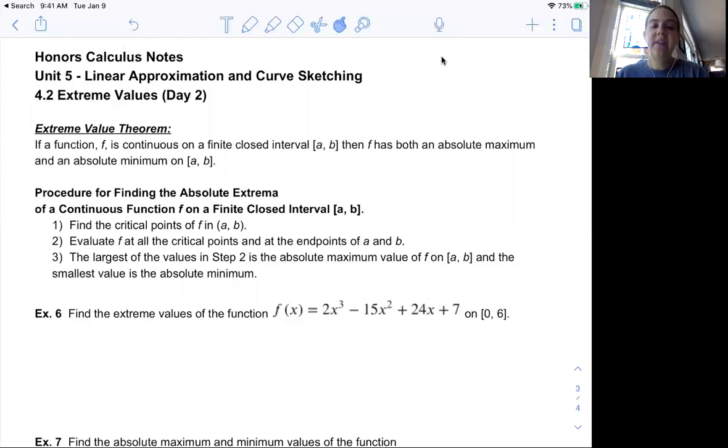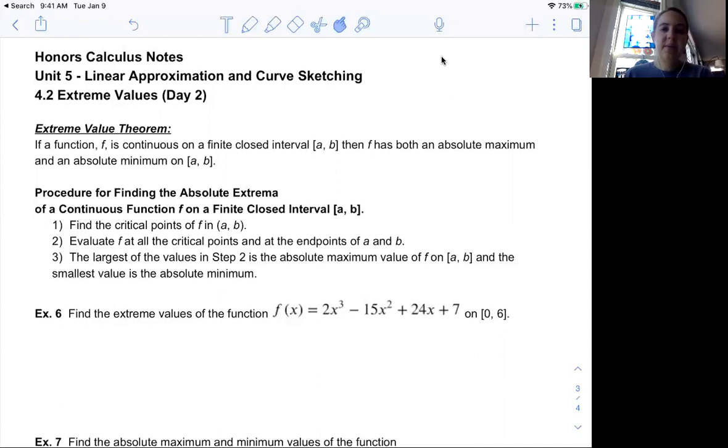The procedure for finding the absolute extrema of a continuous function f on a finite closed interval from a to b, this sounds really wordy, but it's not that bad, is: find the critical points like we did yesterday, evaluate f at all of the critical points and the endpoints a and b. The largest of those values is the absolute max, and the lowest is the absolute minimum. So let's jump right in.